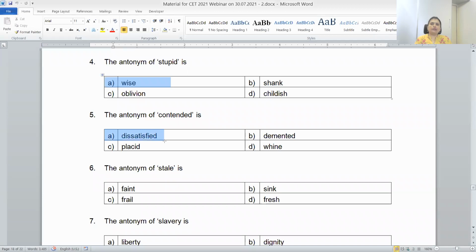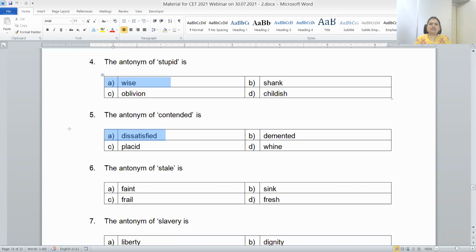So obviously, what is the meaning of contented, children? Satisfied. Okay. Children, what you must do, if possible, try to read your dictionary. Try to get to know many more words, so then you're not confused, right?